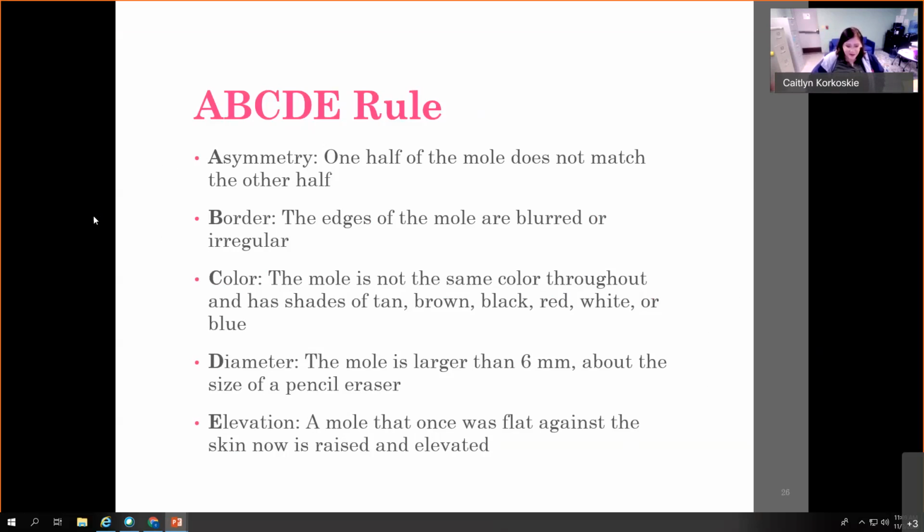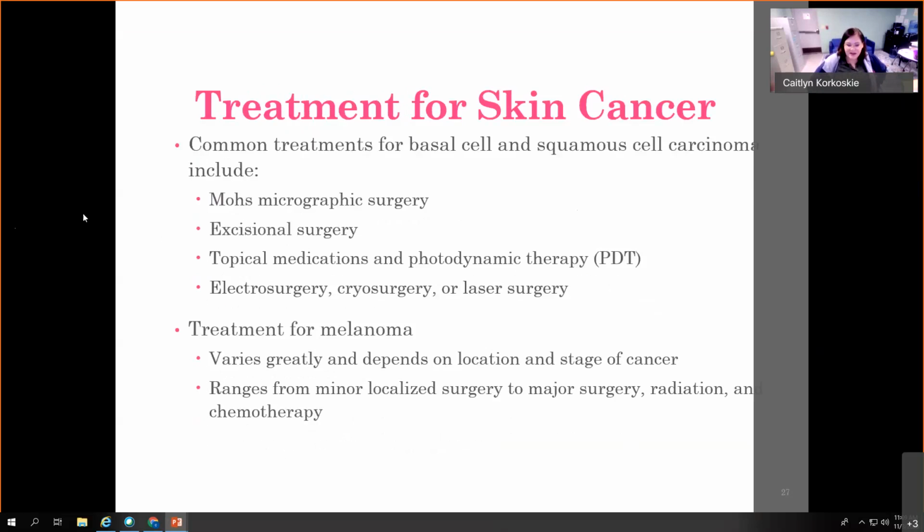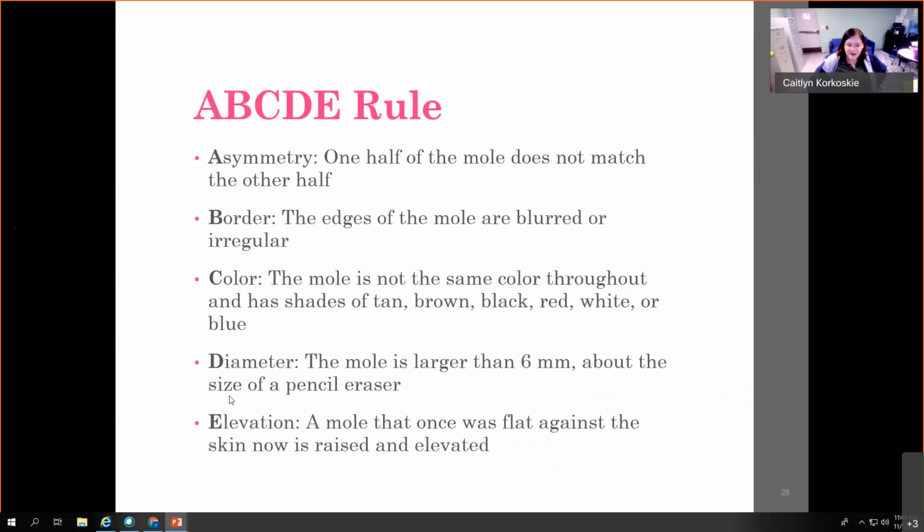The diameter: the mole is larger than 6 millimeters, which is about the size of a pencil eraser. That is another factor that it could potentially be skin cancer. And then also if it's elevated. A mole that is raised doesn't necessarily mean skin cancer, but if you had a mole that was once flat and now all of a sudden it's raised or it's grown, that would be a little suspicious.